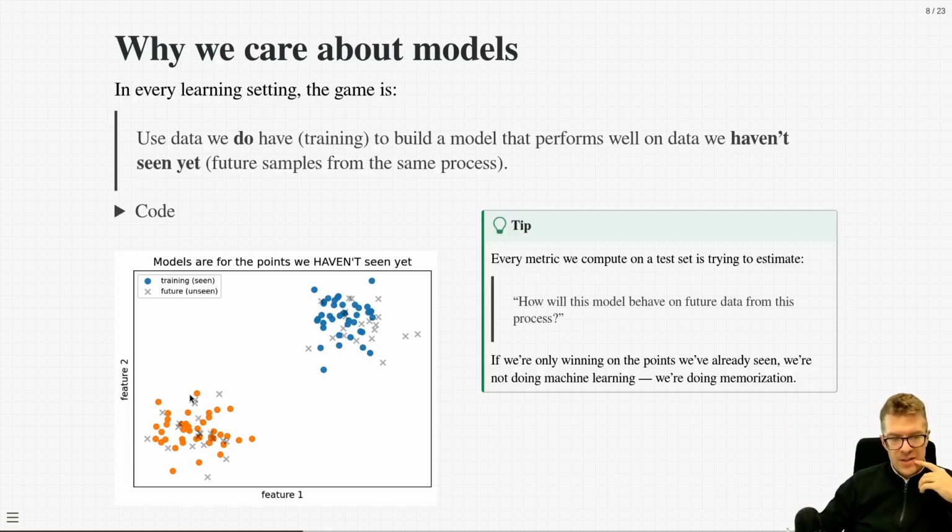Generally, these x's that are close to the orange dots are probably going to be classified as orange, and those clustered around the blue dots are going to be classified in the same way as these blue dots. Every metric we are going to compute on a test set is basically trying to estimate how this model will behave in the future from this process. Okay? And again, if we're only winning on the points we already have, good for you, but that's not really learning, that's memorization, which is a bit different.